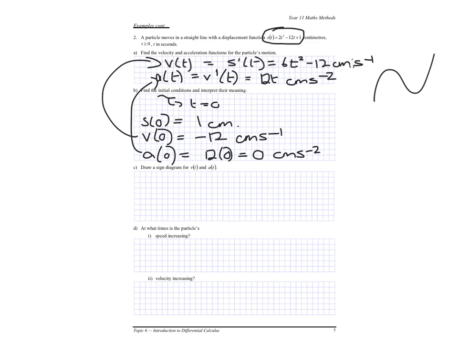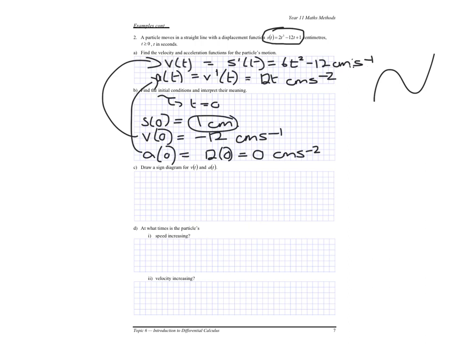Now it says to interpret their meaning. All right, let's think about this really carefully. When t equals 0, the particle is, well, let's talk about S of t first. It's 1 centimeter to the right, isn't it? Positive means it's right. Now, velocity is negative, so that means it's moving to the left.